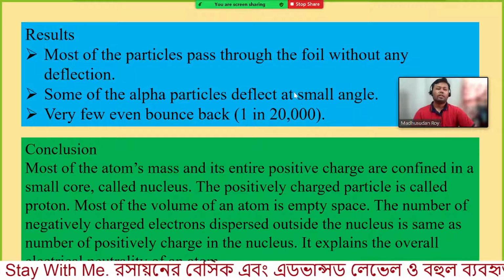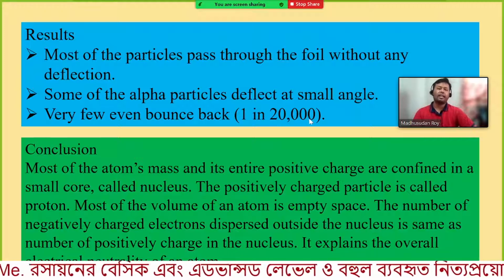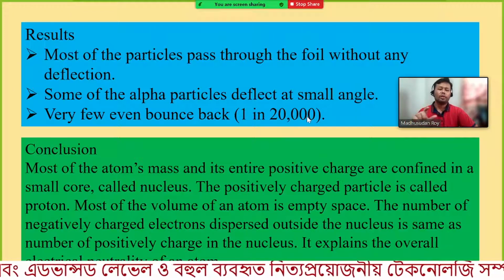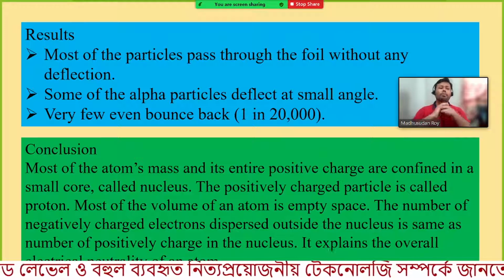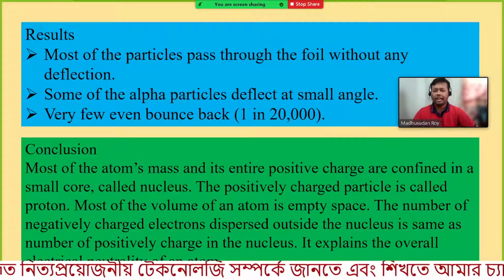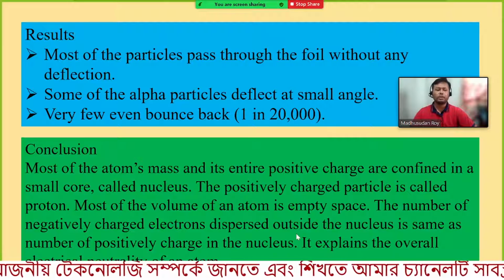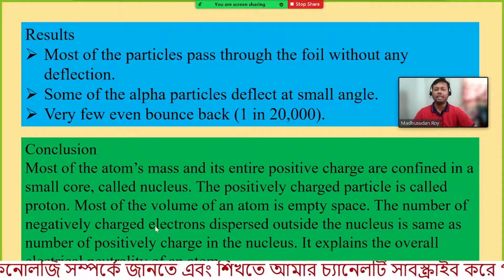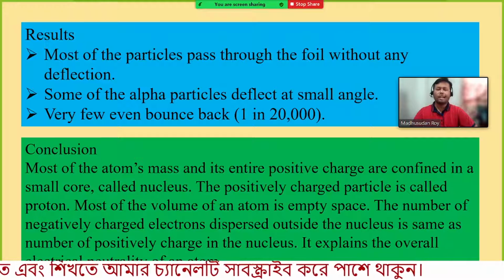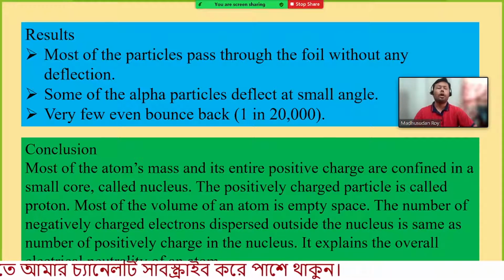Therefore, 19,999 particles go through, which means most of the area, most of the place, is empty. The number of negatively charged electrons dispersed outside the nucleus is the same as the number of positively charged particles in the nucleus. It explains the overall electrical neutrality of an atom.